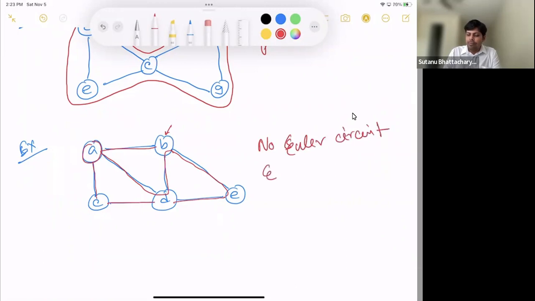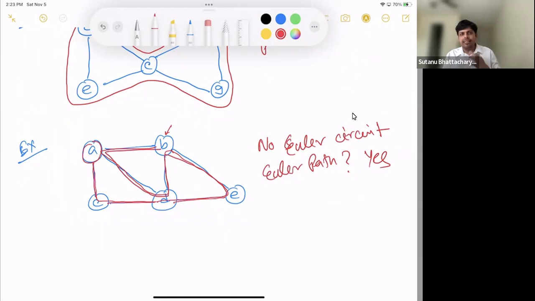But is there any Euler path? Yes. See this red line. Here we started our journey at A, then we reach C, then D, then E, then B, B to D, D to A, and A to B. So there is a simple path which covers all edges exactly once. So in this graph, there is no Euler circuit, but an Euler path exists.